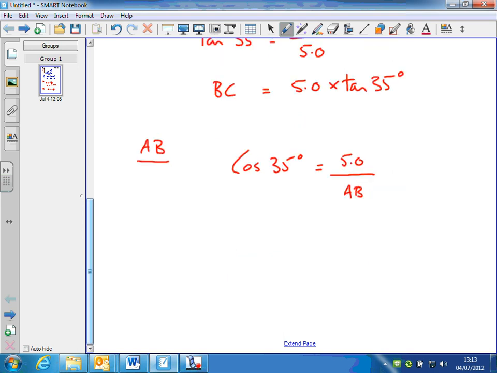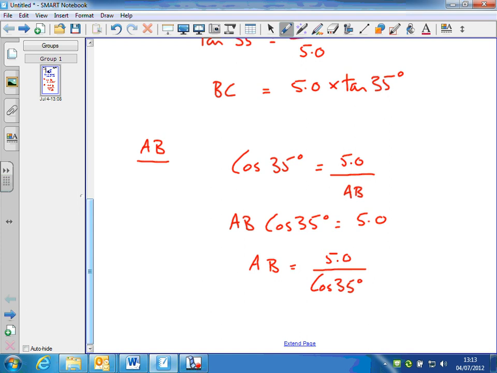Now rearranging this little equation, multiplying both sides by AB, we get AB cos 35 equals 5. Now dividing both sides by cos 35, we get AB equals 5 divided by cos 35. Again, check your calculators in degrees and then work that out.